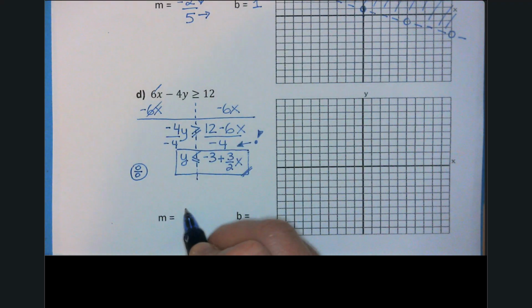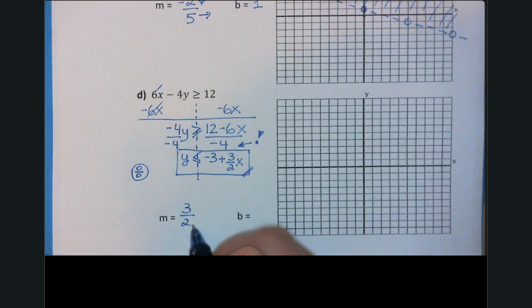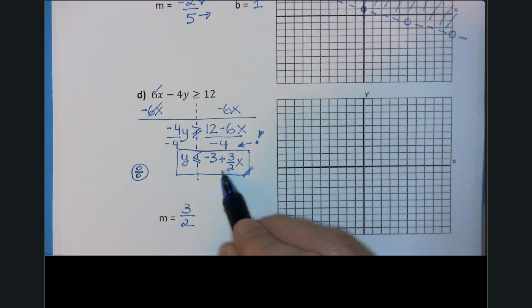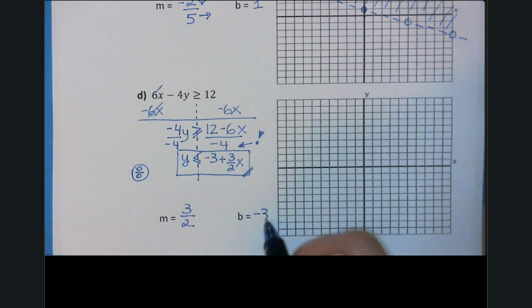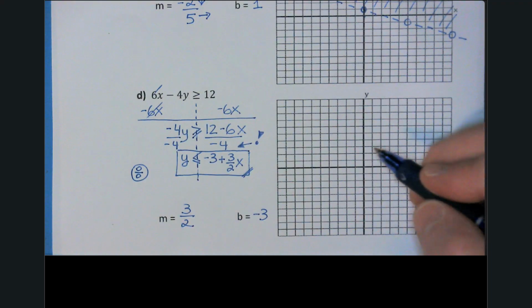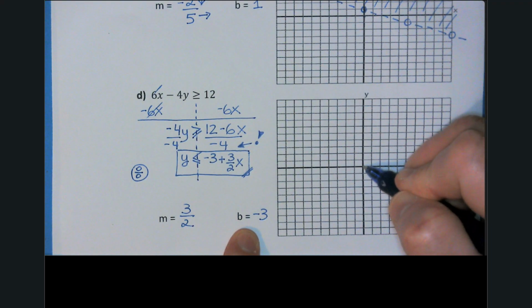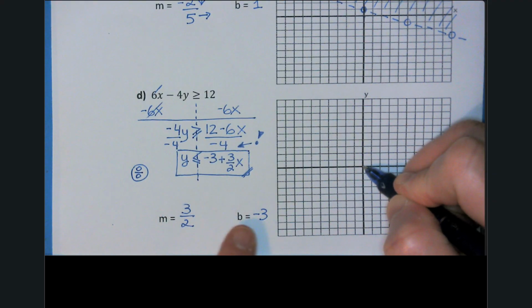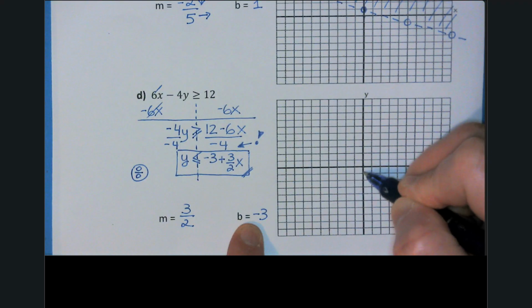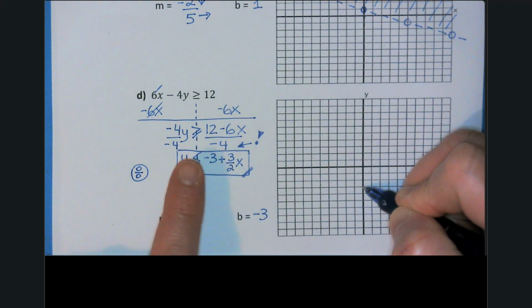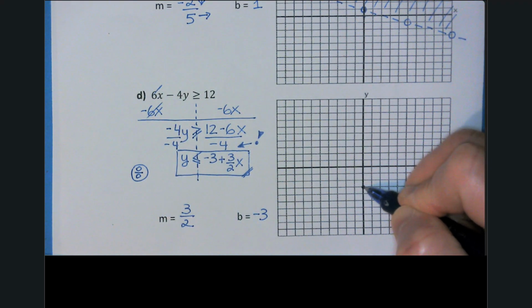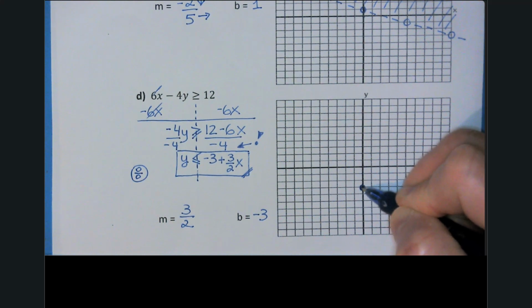My slope is the number with x. So I look there, and my slope is 3 over 2. My b is the number without x, which is negative 3. Now that I have this piece of information, I'm going to go to my graph, put my pencil at the origin, and looking at my y-intercept is negative 3, so I'm going to go down 3, 1, 2, 3. And because I have a dash, my point is going to be solid.